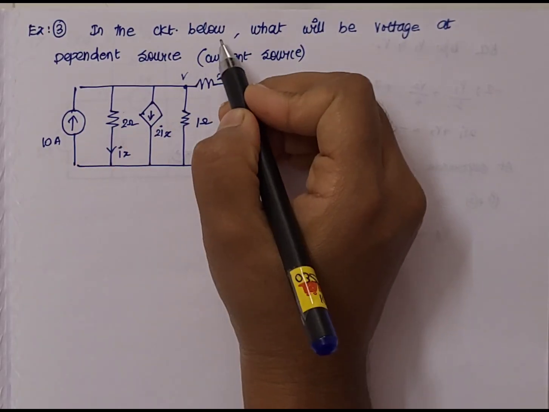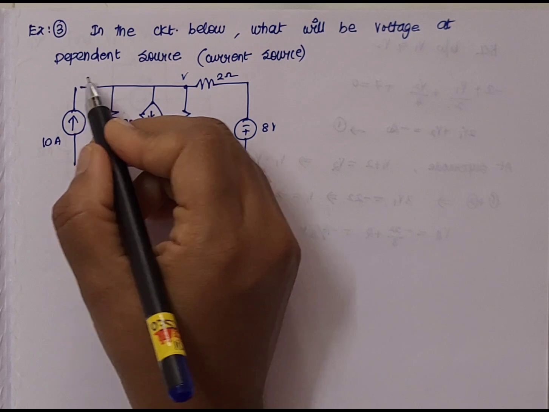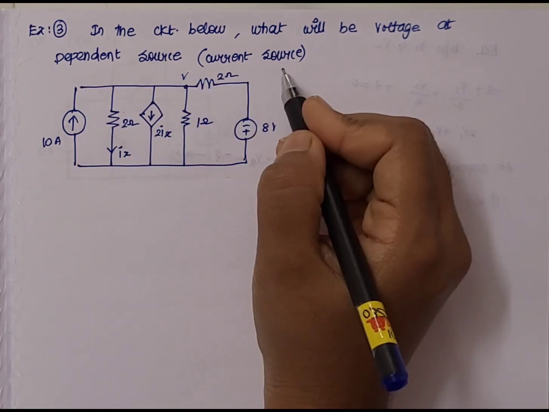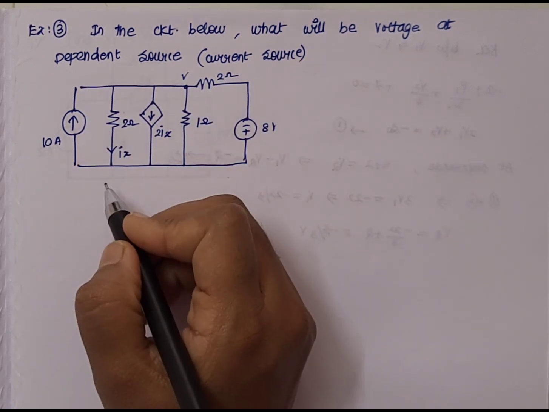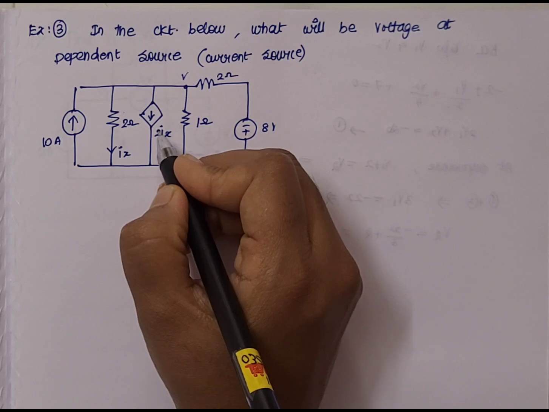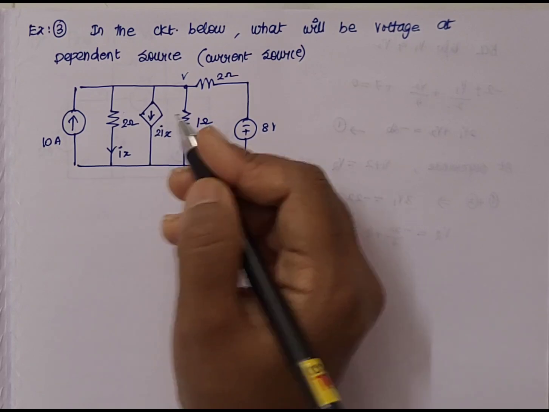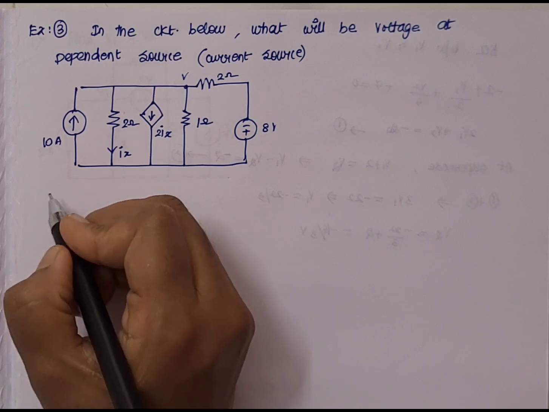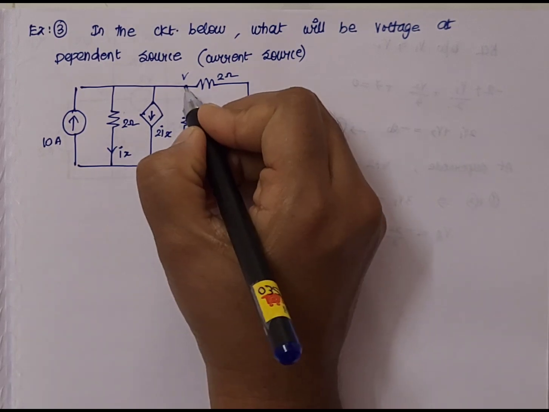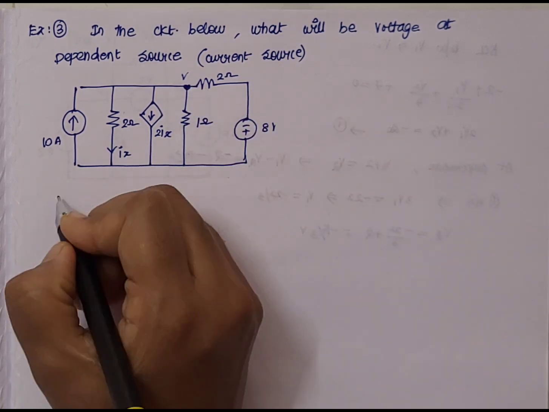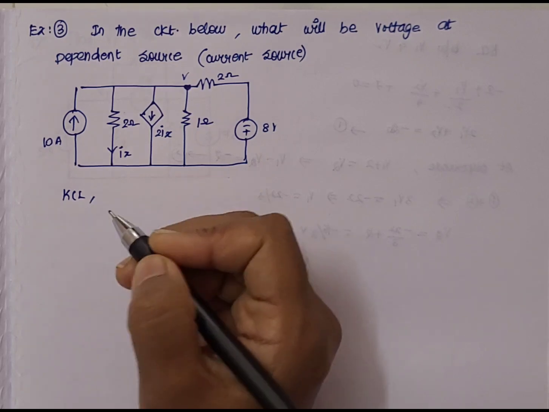Next question: in the circuit below, what will be the voltage at the dependent source, that is, the one under the current source? So we have a dependent source, which is a current-based source. We have to apply KCL at the node having the voltage V. So at this junction we have to apply KCL now.